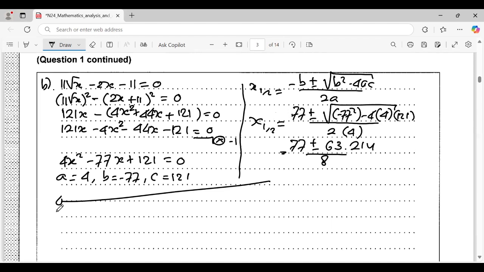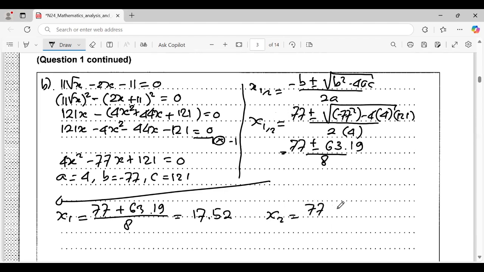So x1 is (77 + 63.19) over 8, and the result is 17.52. x2 is (77 − 63.19) over 8, and the result is 1.726. So this is x1 and x2.